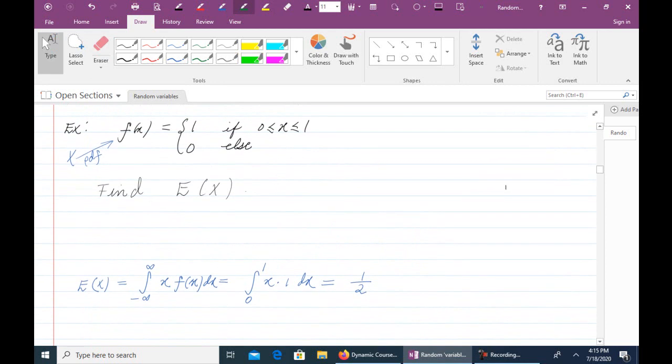Okay, so that's what the expectation is, and in the next video we will look at how to find the expectation of a function of x.